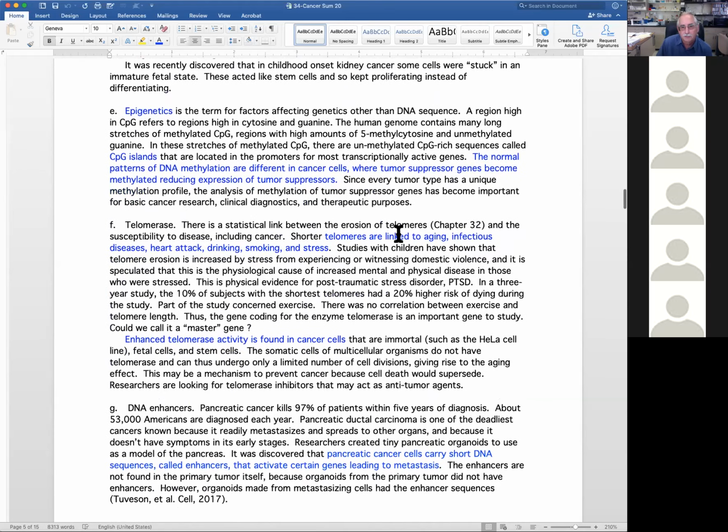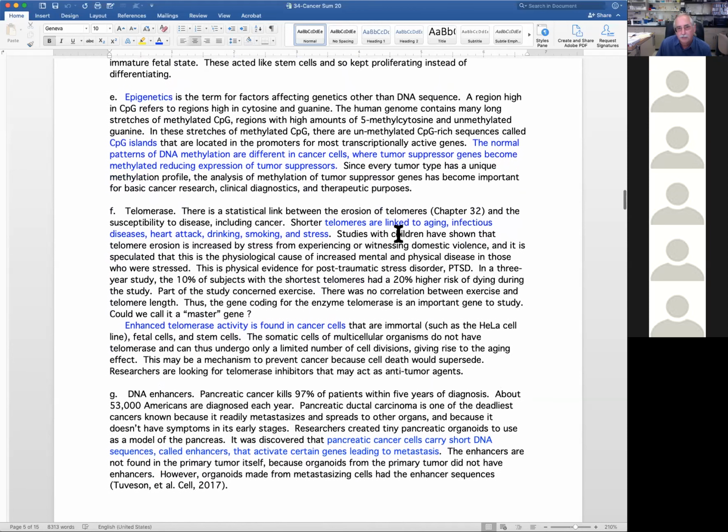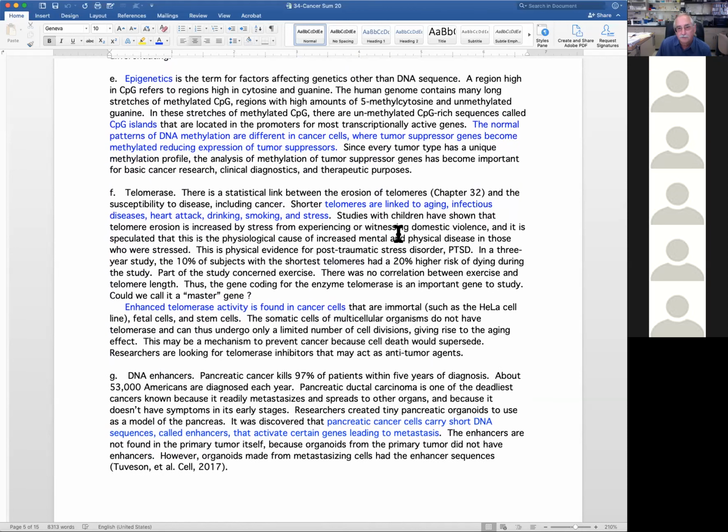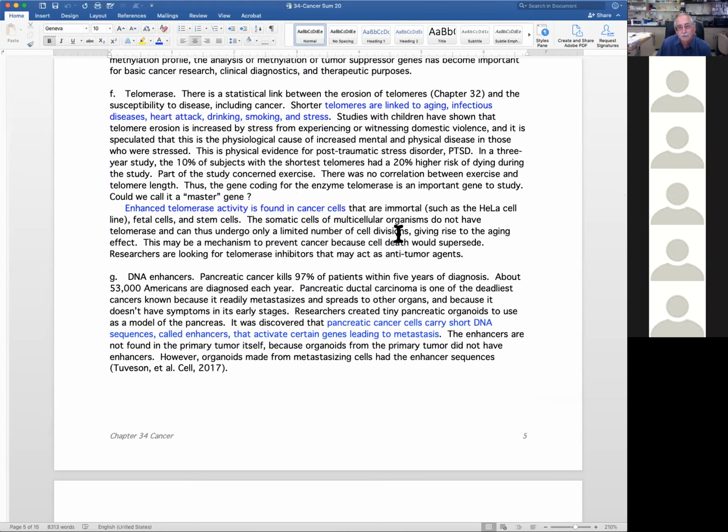So epigenetics could be a problem. Say you have a tumor suppressing gene, and then for some reason, epigenetics methylates it and turns it off. Now that's a problem for you. And we talked about telomerase. So telomerase has been linked to shorter telomeres, which is linked to aging, infectious diseases, heart attack, drinking, smoking, and stress.